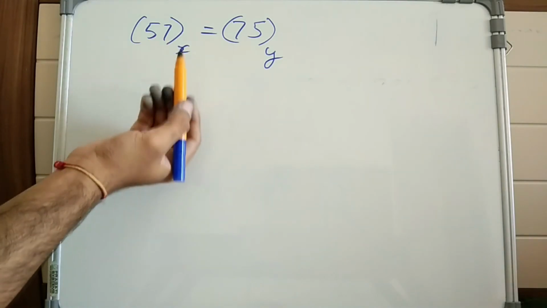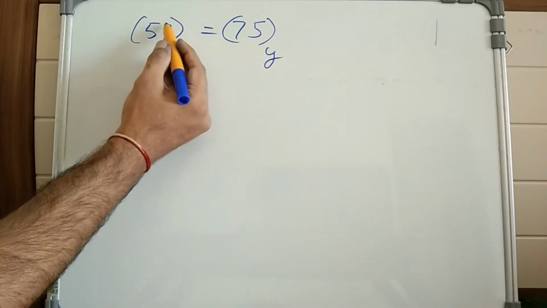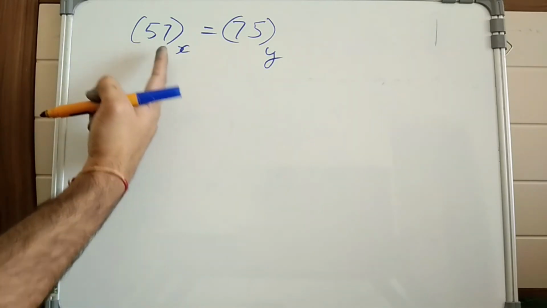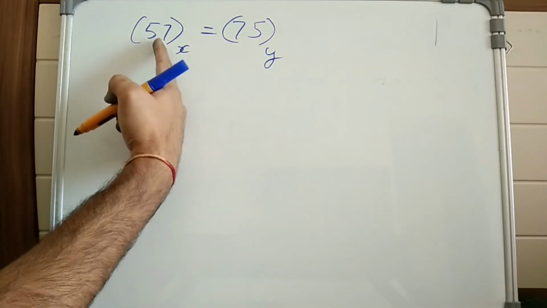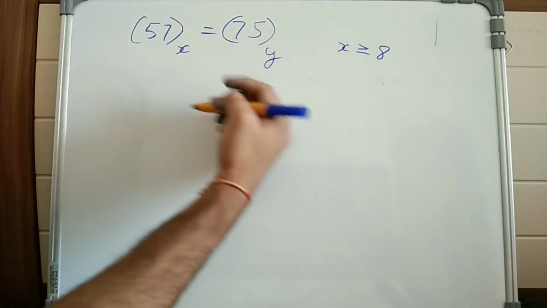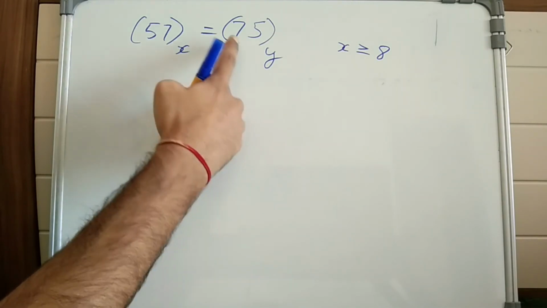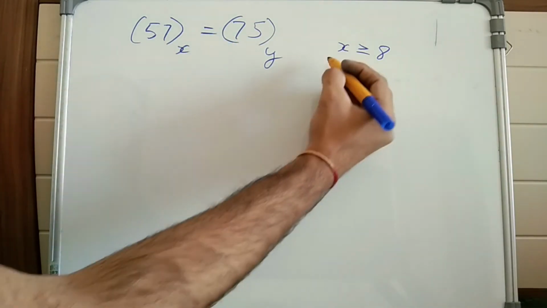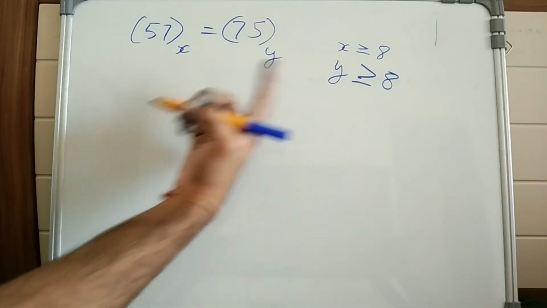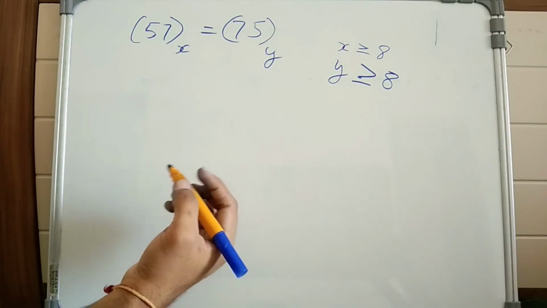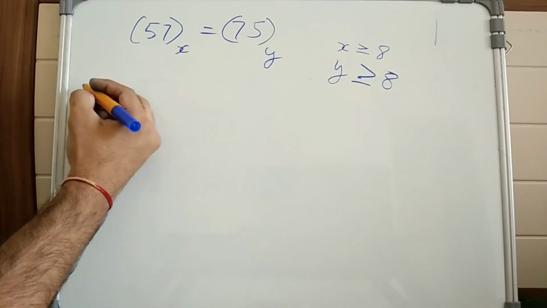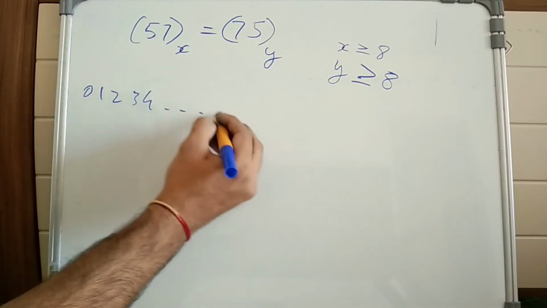What I can comment on x and y is that I can see 7 is appearing over here, right? So if 7 is appearing, then x minimum value would be 8 or more than 8. So x can be greater than or equal to 8, and likewise here I can see 7 is appearing, so y can take 8 or more than 8 as well. How do I know this? Because if we see base 10, what is the maximum digit? That is 9. There are 10 digits, 0, 1, 2, 3, 4, all the way up to 9.